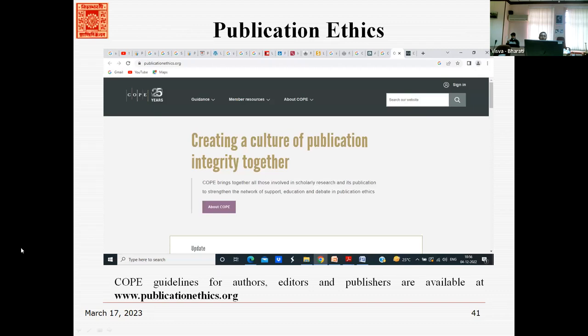Now you see, publication ethics. This coursework is on publication ethics, and all the teachers are giving lectures on it. COPE, the Committee on Publication Ethics, as I told you, is a forum platform of reputed publishers and reputed editors. It is a good forum for us, and they give guidelines for authors, editors and publishers also. As authors, we should have a look at the guidelines for authors. They are available on their website, www.publicationethics.org.